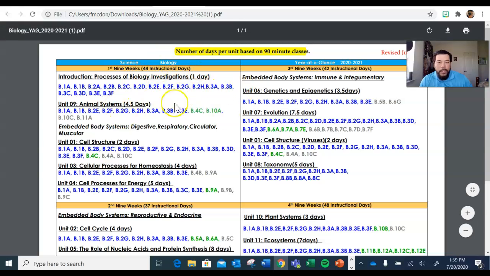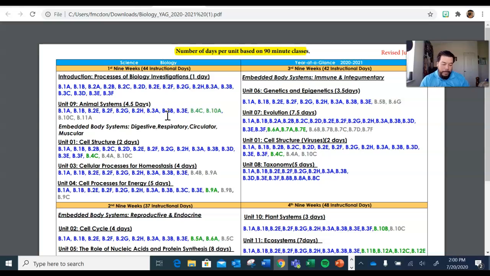But we want to make sure that we are looking back at the new calendar that was put up. So there is a reminder that these are based on 90-minute classes. So we are going to be moving back to a block schedule. Well, I say back, but it's been years since we've been in a block schedule. But we are moving back, so you can see a change within the days.